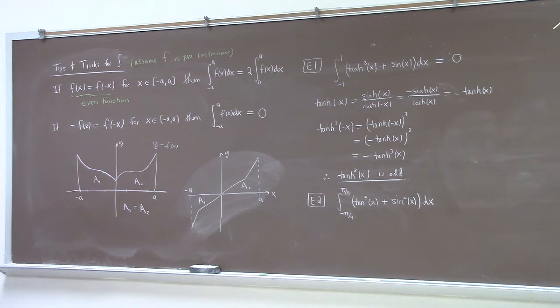In the first example, that function is odd, but shouldn't it be like sine too, for it to be zero? Oh, yes. So tangent cubed is odd, sine is odd, and the sum of odd functions is odd.